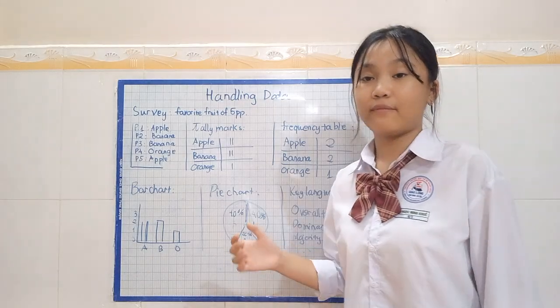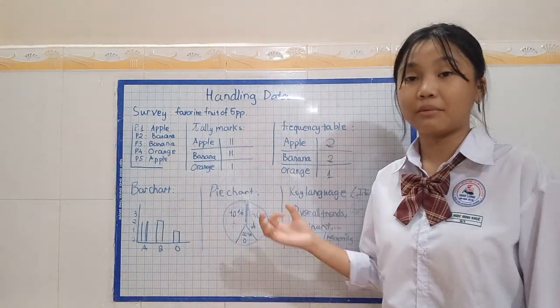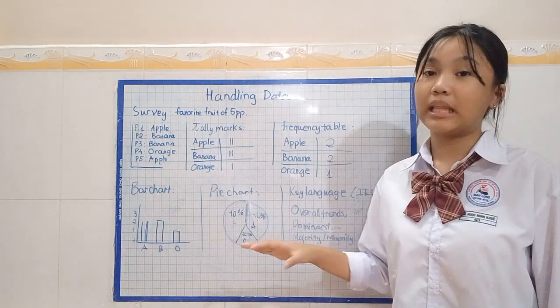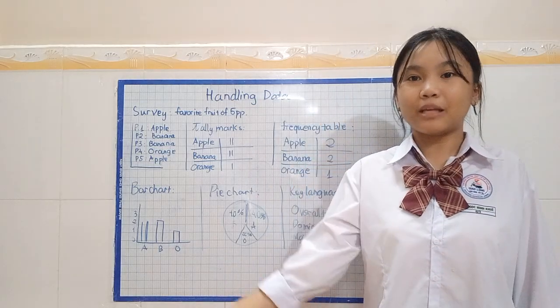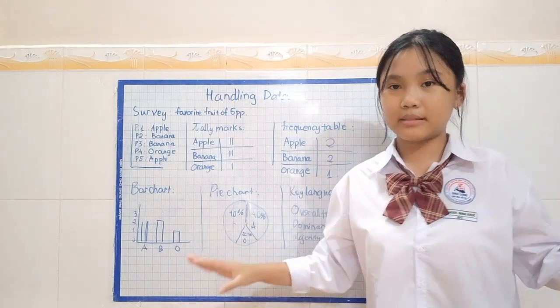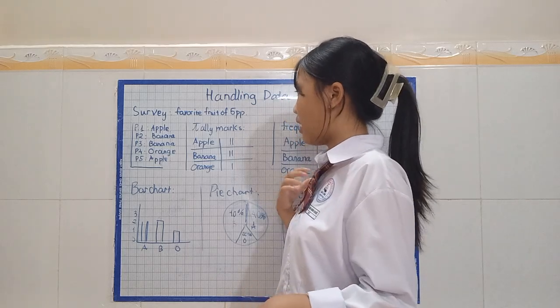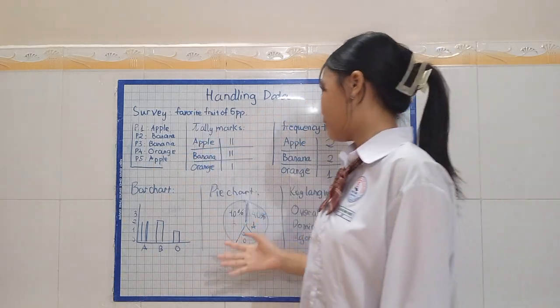Pie chart, I believe all of you know it, is a chart in the shape of a circle, in the shape of a pie. And it's usually cut into pieces. And it's not limited. It could be 2 pieces or even 50 pieces. There are no limits. It's just according to your own data.